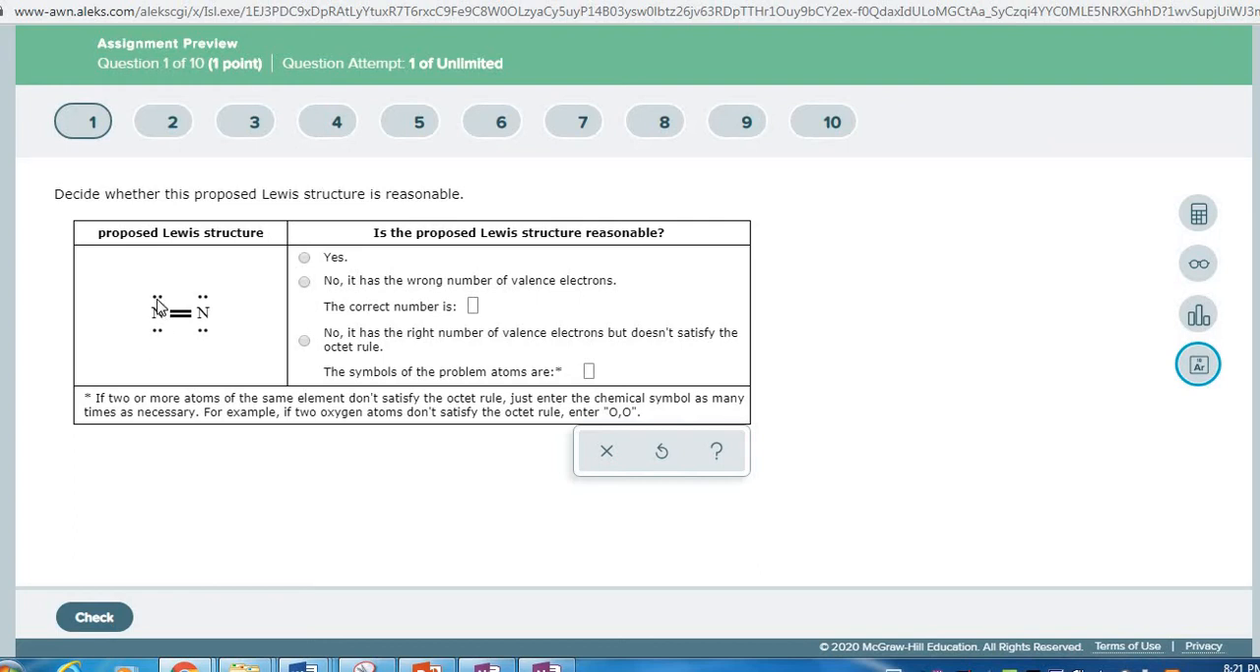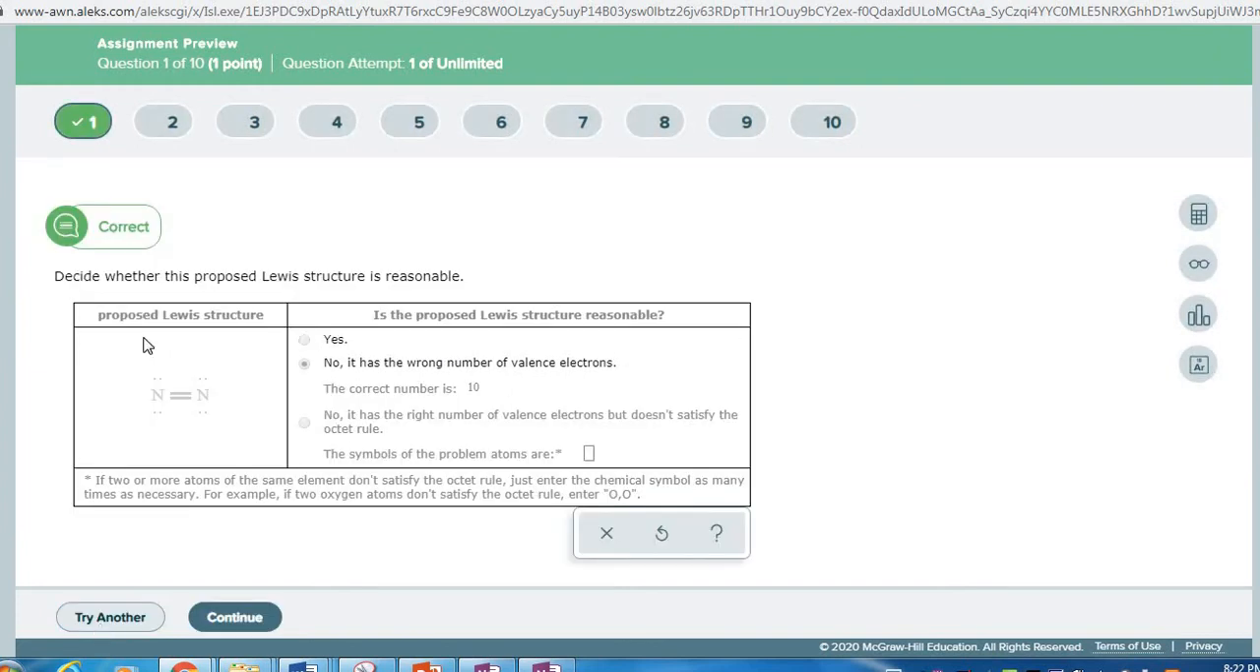We have 2, 4, 6, 8, 10, 12. Okay, remember, each of those lines consists of 2 electrons that are being shared. So here's that first lone pair, so I'm going 2, 4, 6 for that line, 8 for that line, 10, 12. So this does not have the right number of valence electrons. The answer to that is no. The correct number is going to be 10. Let's check that. We should be right. And it turns out that we are right. So that's how you handle a problem like that.